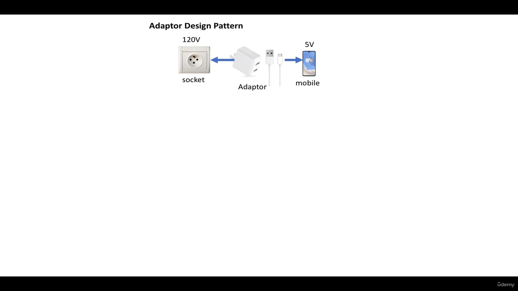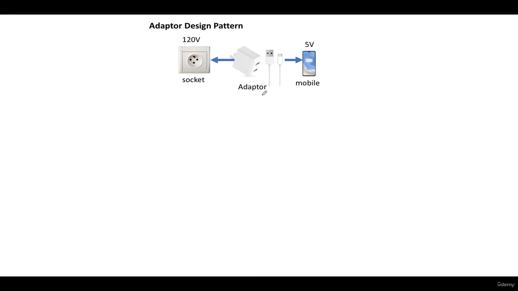So in the real life scenario, this adapter is what basically converts the 120 volt to 5 volt, and that's the use of the adapter design pattern also. So basically when you have two different classes and they want to communicate with each other, or in fact they want to use each other's functionality, then we use the adapter design pattern.